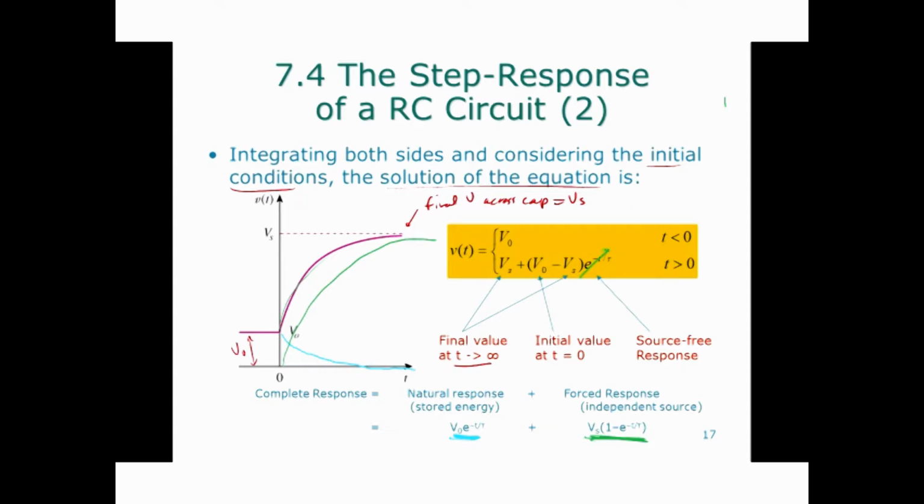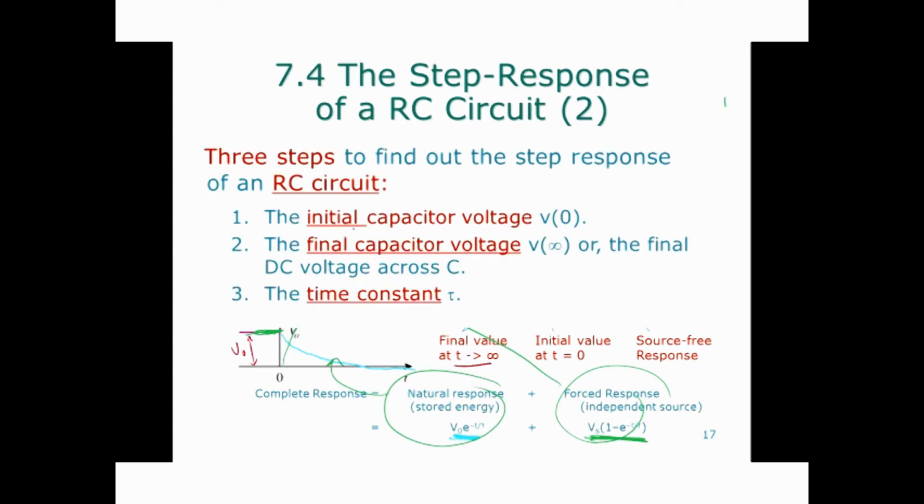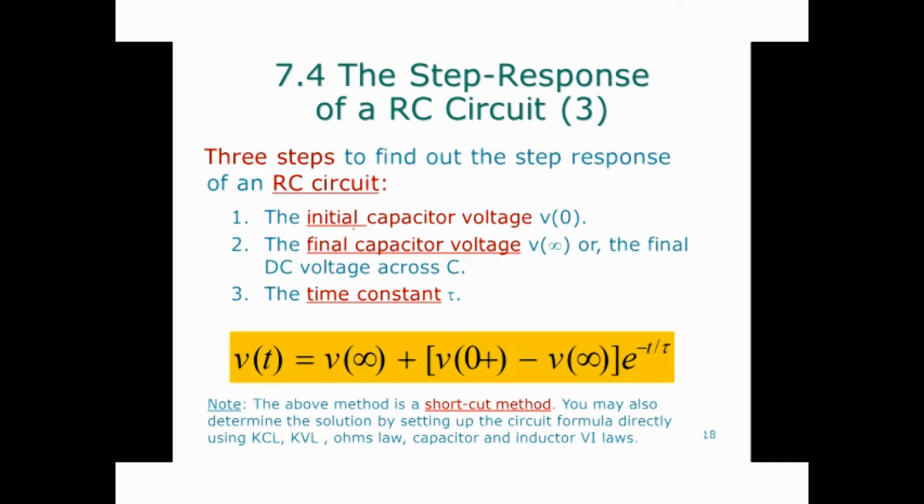As t approaches infinity, this goes to 0, so what does v of t approach? vs, right? So this is just a nifty way of transitioning from v0, which it was at before the switch closed, to vs, which is where it's going to be at infinity, using an exponential trend. That's all that equation is telling us. And you can break it up. Again, this is the natural response in blue, and this is the forced response in green. Added together, it gives you this red curve.